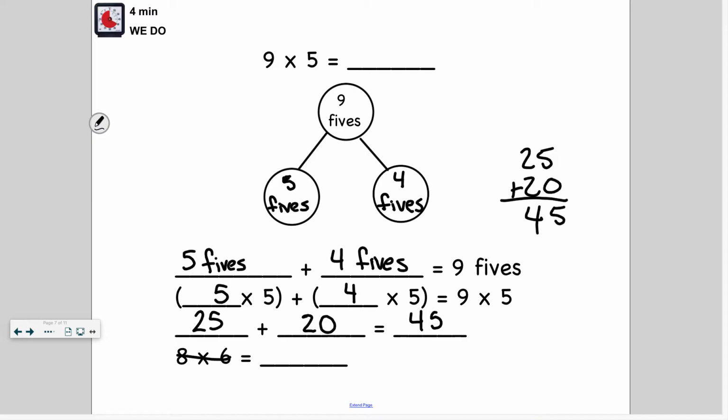Well, this is a typo, sorry guys, so this should be 9 times 5 equals. So what does 9 times 5 equal? 45, because that's what we got for our partial products. So let's rewrite our final answer. So our full equation should be 9 times 5 equals 45.